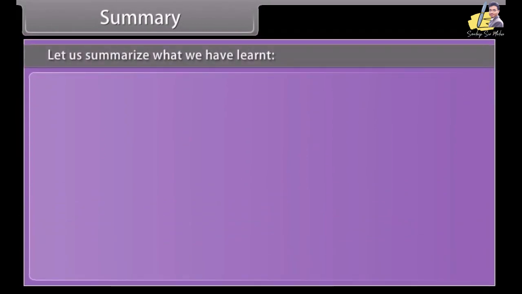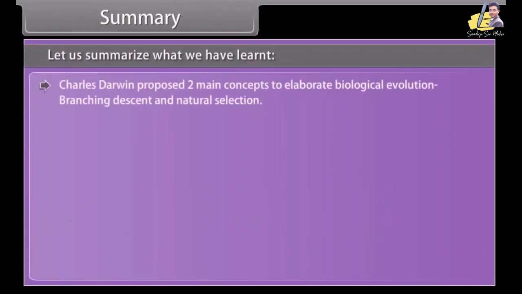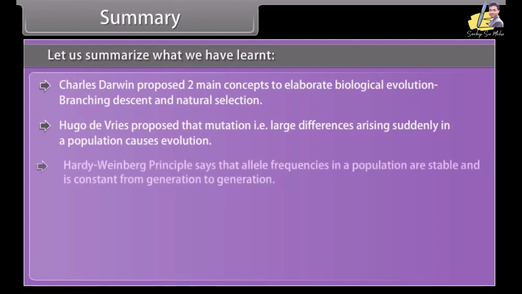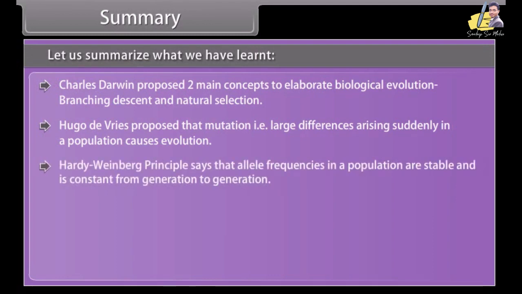Summary. Let us summarize what we have learned. Charles Darwin proposed two main concepts of biological evolution: branching descent and natural selection. Hugo de Vries proposed that mutation, that is, large differences arising suddenly in a population, causes evolution. Hardy-Weinberg principle says that allele frequencies in a population are stable and constant from generation to generation.